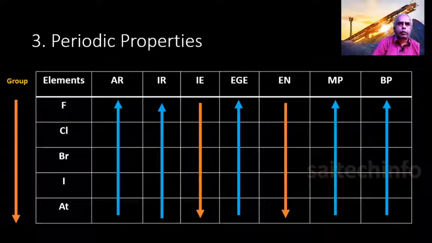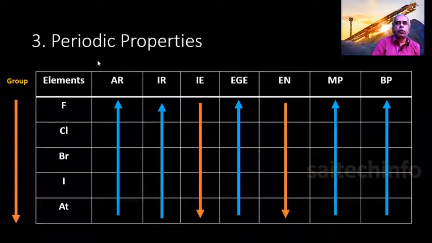In this tutorial, we will be discussing the periodic properties exhibited by the halogen family. The main members of the halogens are fluorine, chlorine, bromine, iodine, and astatine. Down the group, the atomic radius increases because the outermost electrons occupy subsequent shells.